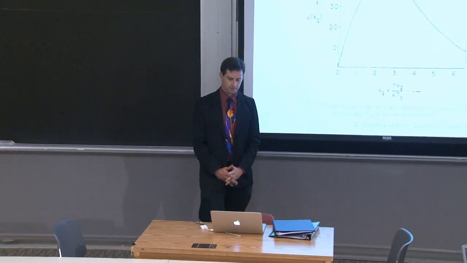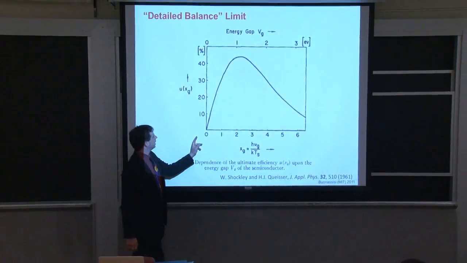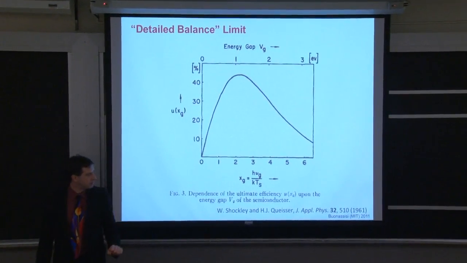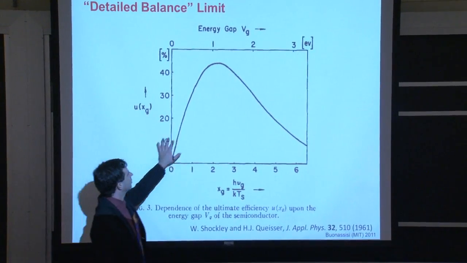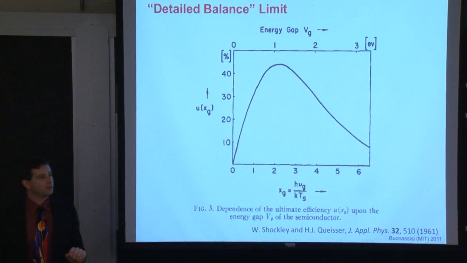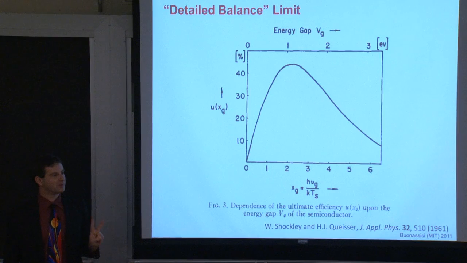And interestingly, through their detailed balance model, they obtained an ultimate efficiency versus wavelength, or energy in this case, curve that looks very similar to the curve that you derived in your earlier homeworks, where you just assumed two loss mechanisms.